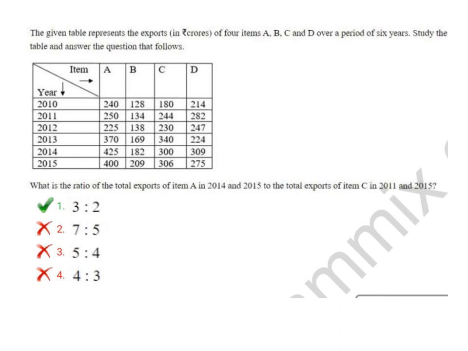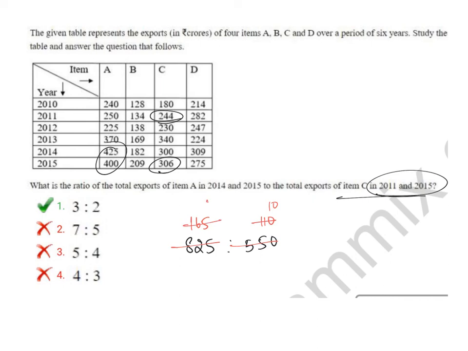What is the ratio of the total exports of item A in 2014 and 2015? That is 825 to the total exports of C in 2011 and 2015. So C 2011 244 plus 306, that is 550. So you can cancel it in the 5 table. 110, 5, 165. You can again cancel it in the 5 table, or else you can directly cancel it in the 11 table. 11 tens are, 11 15s are. So the ratio is 3:2.